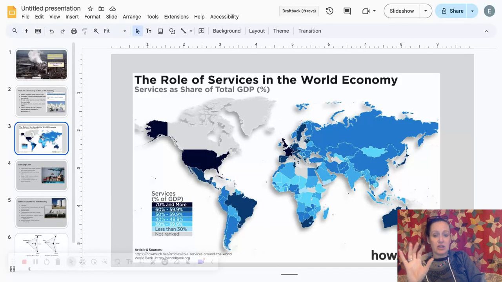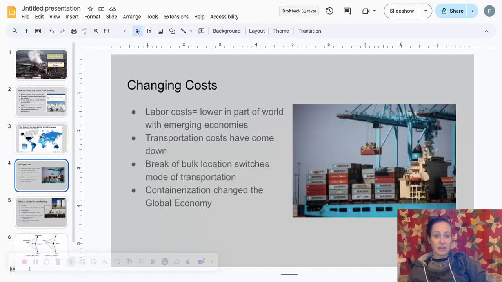So, like I said, we're in a part of the world where we're more service oriented, right? Other parts are more still primary or secondary, right? So what the changes have a lot to do with changing costs, right? Labor costs are lower in other parts of the world than here in the United States. Any country that has an emerging economy is going to have a lower labor cost.